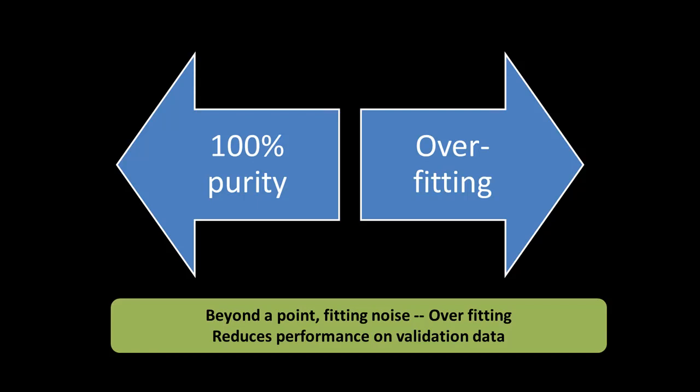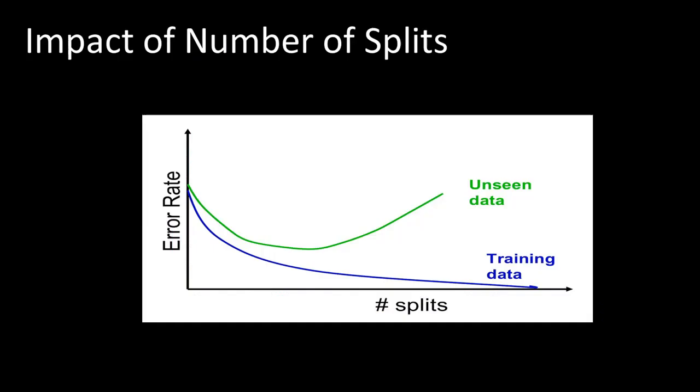Now, of course, we have achieved here 100% purity, but this may not always be a good idea. If you remember, we spoke earlier about the concept of overfitting the data. What we have got is a tree that perfectly fits the training data. And we know that this means that you could have overfitting. So beyond a point, better and better performance on the training data really means that we are fitting noise in the data. That is, we are fitting the underlying patterns, but we are also latching on to random occurrences, which will then tend to reduce the performance on validation data. So here, you can look at the impact of the number of splits on the error rate. So you've got two curves here.